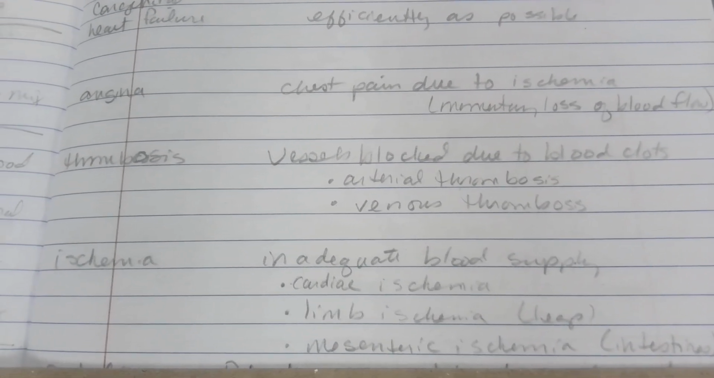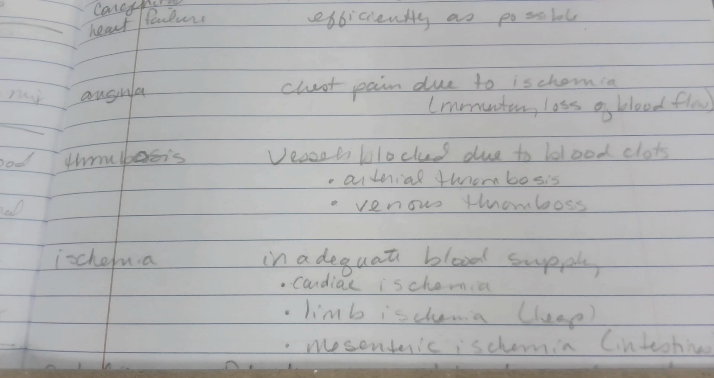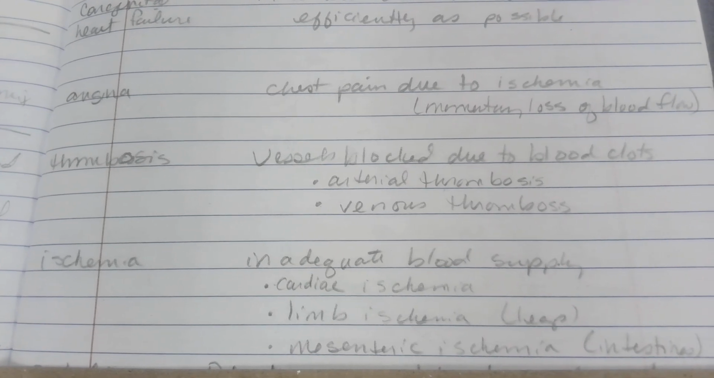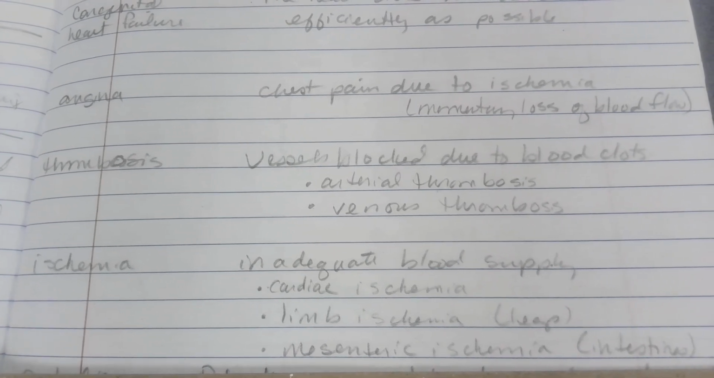Right. So ischemia is an inadequate blood supply. You can have cardiac ischemia, limb ischemia, so it's going to be in the legs perhaps, and mesenteric ischemia, which could be in the intestines. So ischemia is an inadequate blood supply.